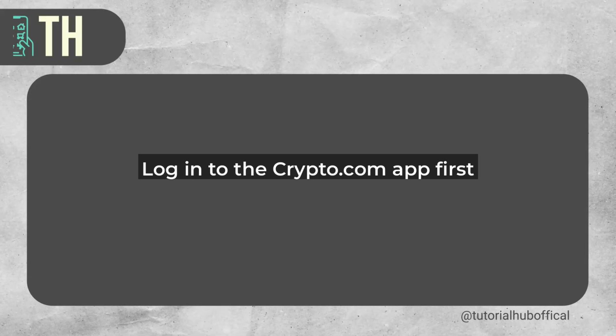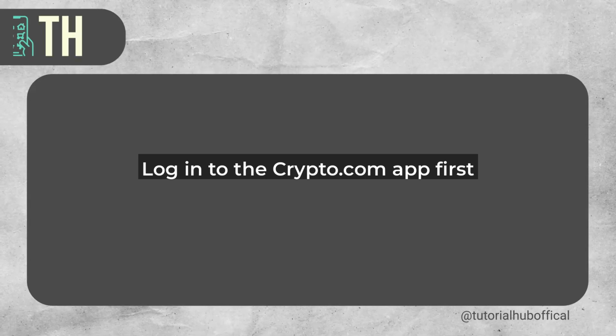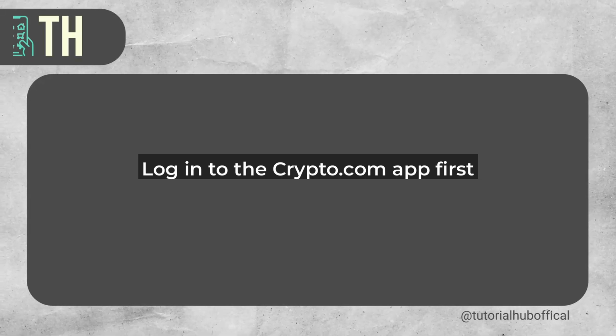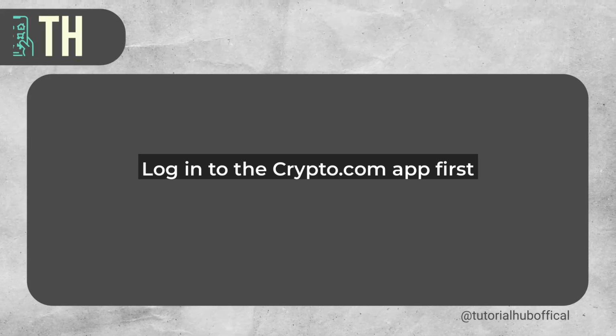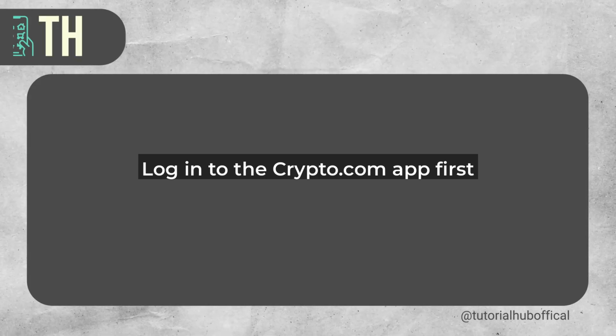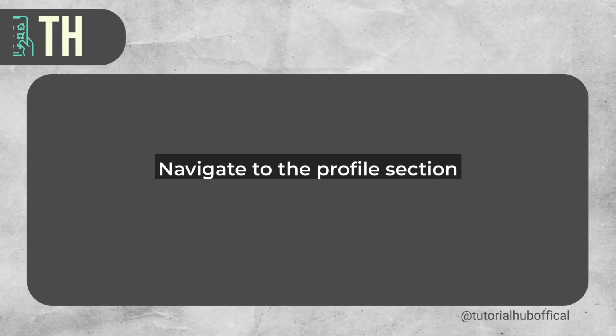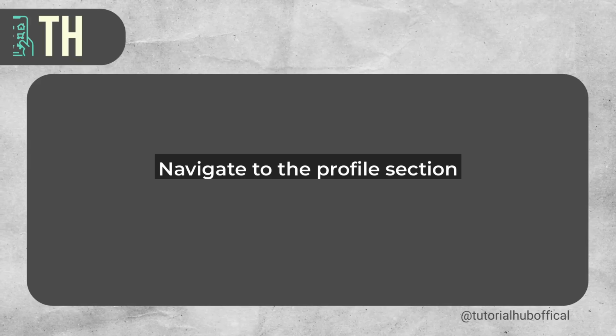First things first, make sure you're logged into your Crypto.com app on your mobile device. If you're not, go ahead and sign in now. Once you're in, head over to the profile section. You can usually find this by tapping on your profile icon in the top right or bottom right corner of the screen. It's that little avatar or initials.